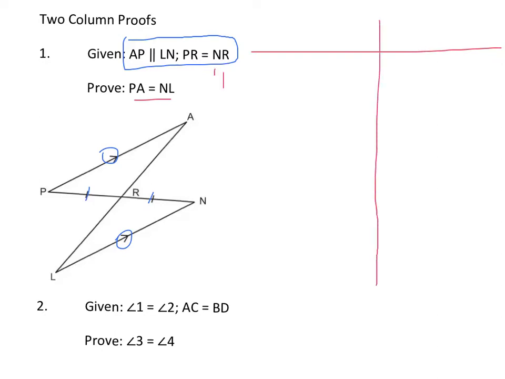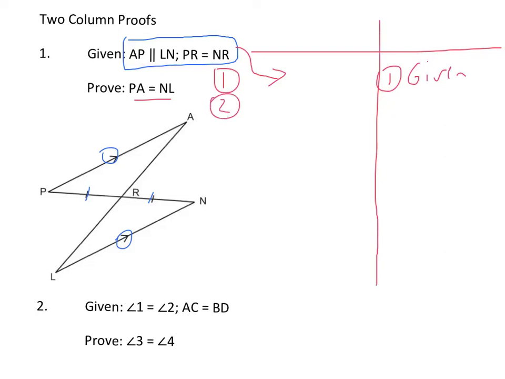Step number 1 is always the given. Now you need to write this in. I'm going to shortcut a little bit in the video here. Obviously in step number 1 our statement column would be AP is parallel to LN and PR is equal to NR. That is our given. Okay, let's go to step number 2.